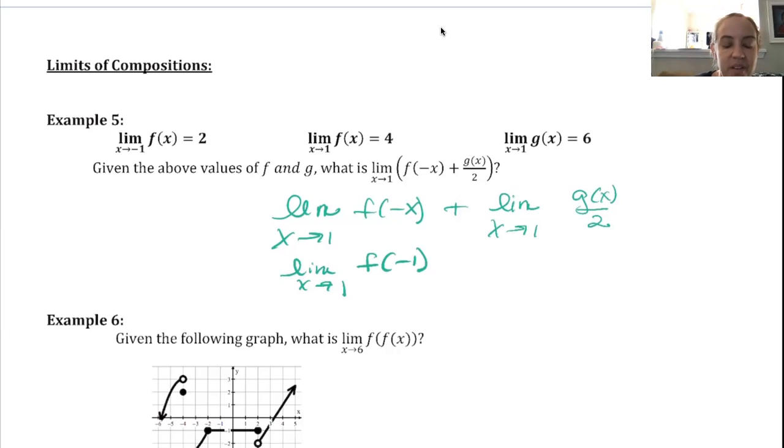So we're looking for that limit as x approaches 1, which gives us f of negative 1 when we substitute it in. So you want to look up above. We're dealing with the f of x. We're going to look at this piece. The limit as x approaches negative 1 of f of x is equal to 2. So that's actually all of this here. So this first piece is equal to 2.